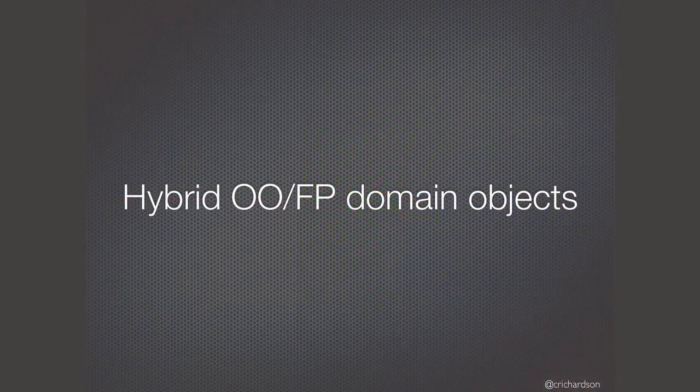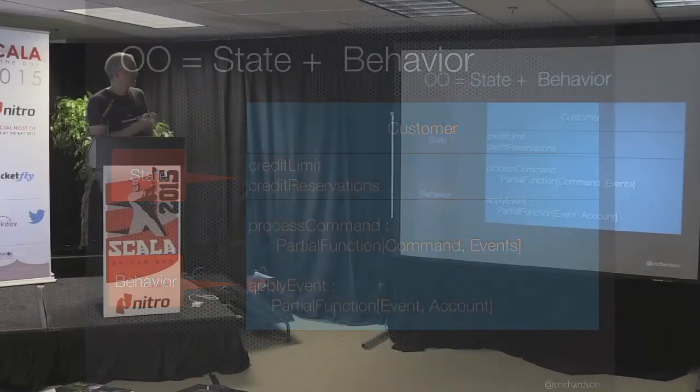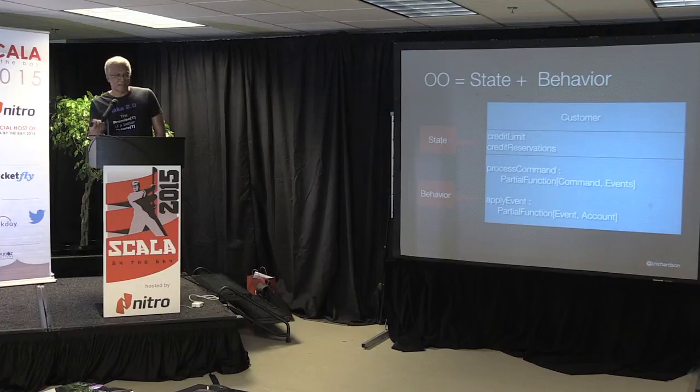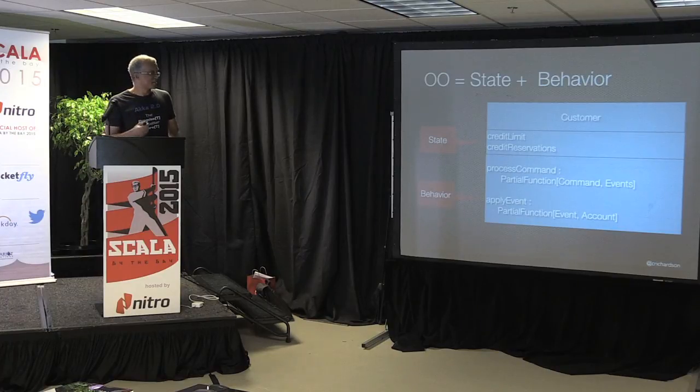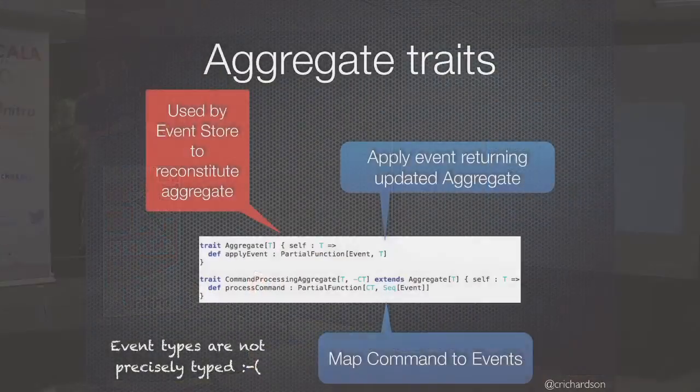Okay, so there's the first piece of code I want to show you. It's a hybrid OO approach that I started off with, and that just mixes state and behavior into the same class in a very traditional OO style. So a customer has a credit limit field, as well as a map of credit reservations, plus the actual behavior for processing commands and applying events. So classic OO with a bit of FP thrown in.